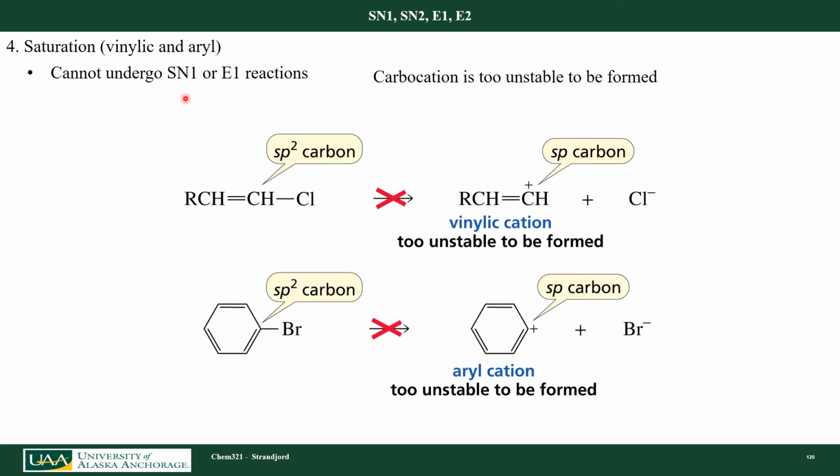How about SN1 or E1 reactions? Both of these would go through a carbocation. So in both cases, whether I have a vinylic or aryl alkyl halide, if they lost the halogen to form the carbocation, that carbocation is unstable, and that aryl carbocation is unstable. So these 2 molecules do not undergo SN1 or E1 chemical reactions. Their intermediate is too unstable. It's an unfavorable chemical reaction.